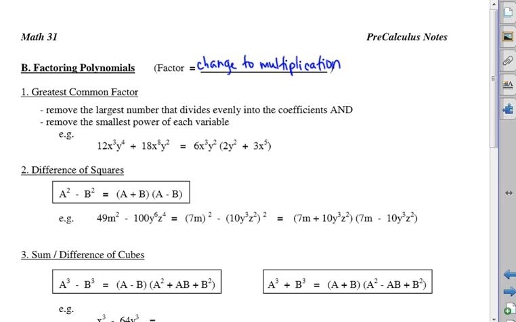So we're basically forming a product. We're going to add brackets, something times something.